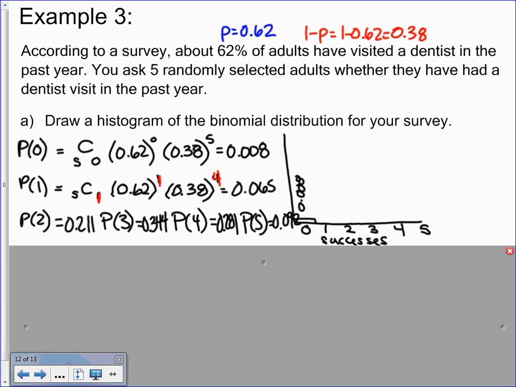The next probability was 0.065, which is also pretty small. It's a little bit more than the other one, so I'll draw that bar a little bit taller. 0.065. And then my next one is 0.211, which is much bigger than 0.065. Okay. So I'm going to draw that one a little bit taller than the other two and call that 0.211.